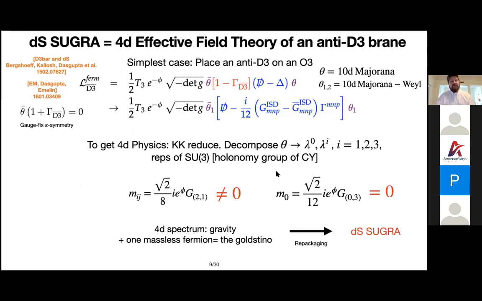And when you do dimensional reduction to get down just the 4D field content, what you find is that you have 4 fermions, 3 of them get a mass just from these background fields, and 1 of them remains massless. And this massless field is itself the Goldstino of SUSY breaking. And when I repackage the field content, what you get out really is de Sitter supergravity.